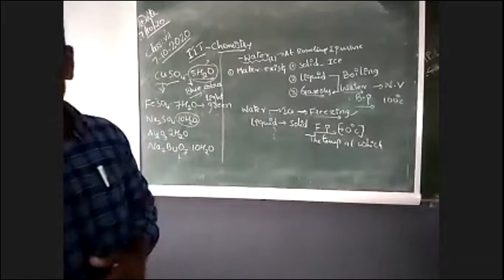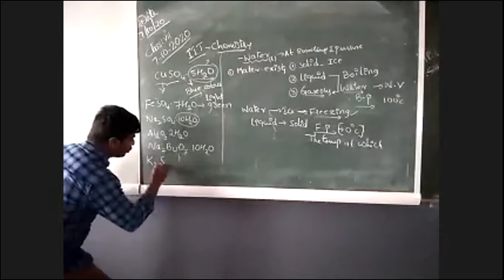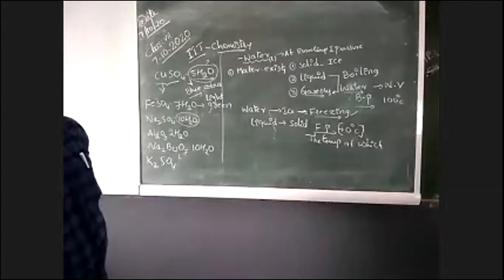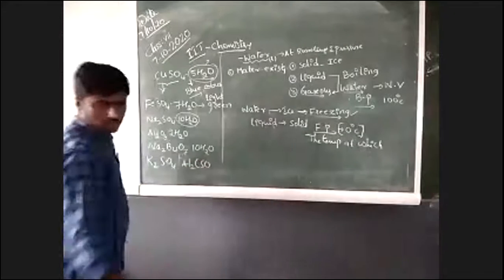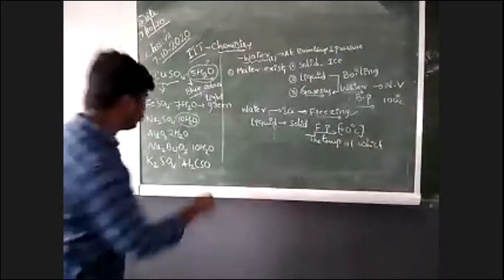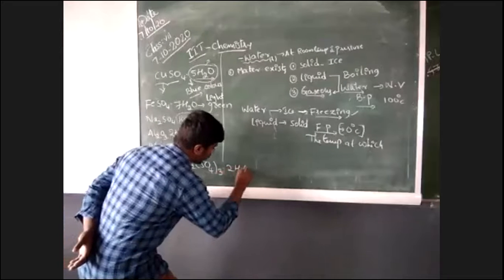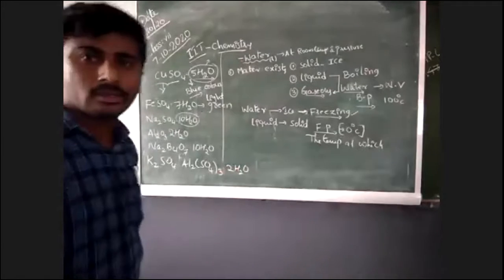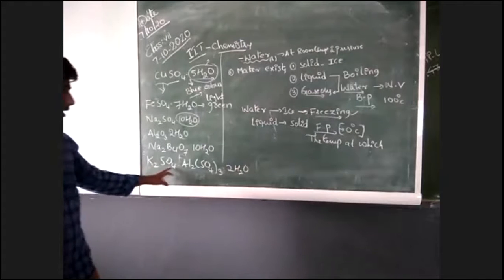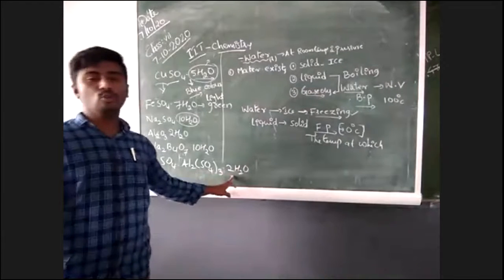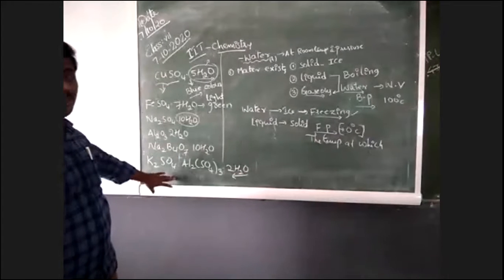And the last one is potassium alum. The formula is K2SO4, Al2(SO4)3, and 24H2O. K2SO4 is potassium sulfate, along with aluminium sulfate and molecules of water. This is the potassium alum. Once again I am repeating the chemical formula. You have to note it down.